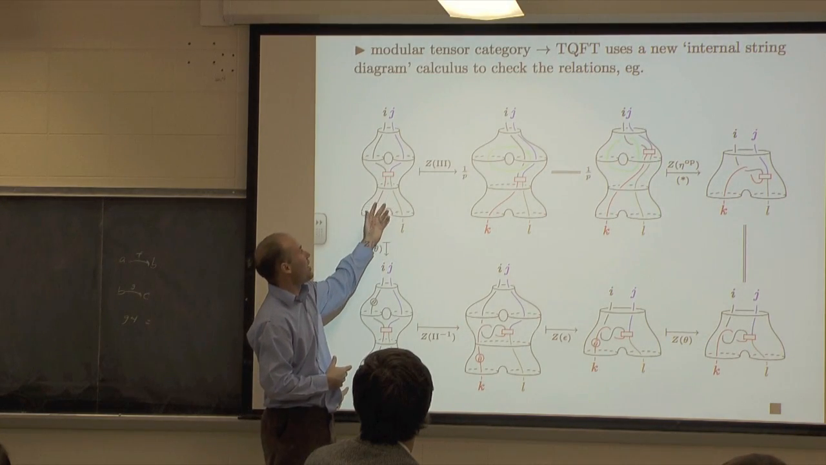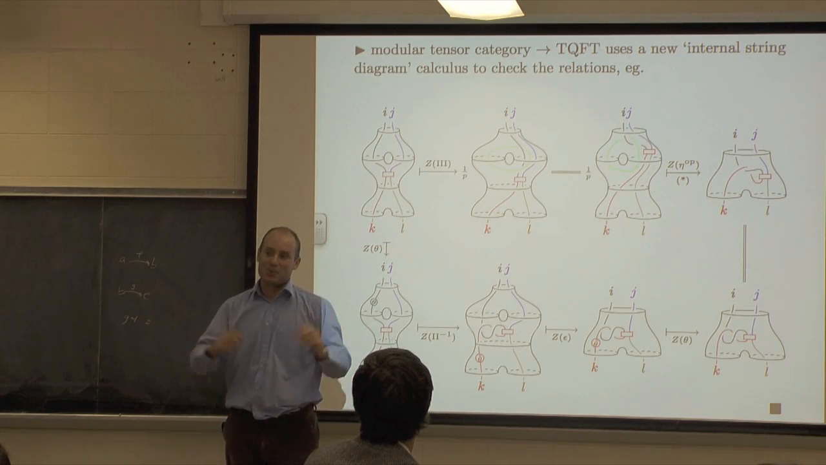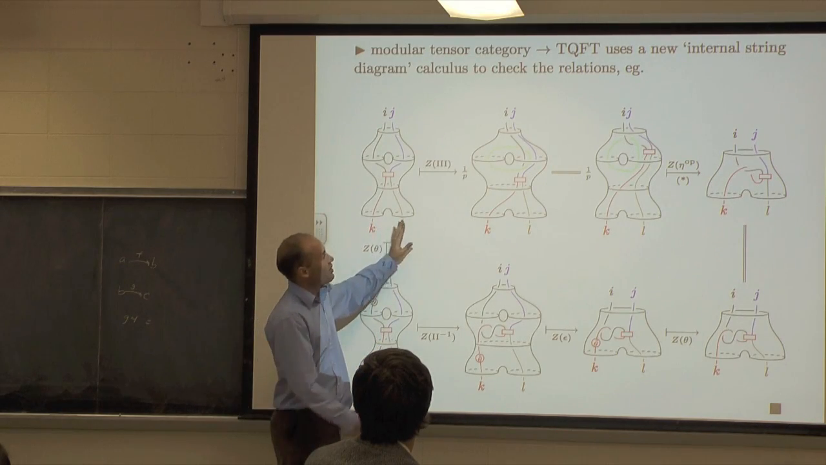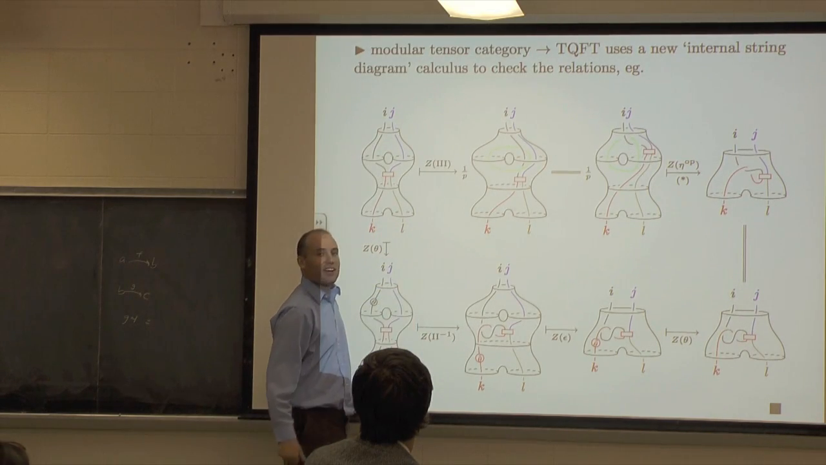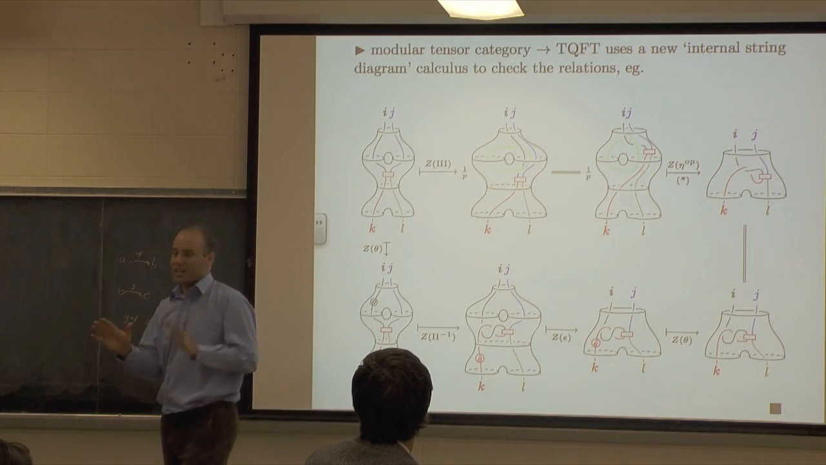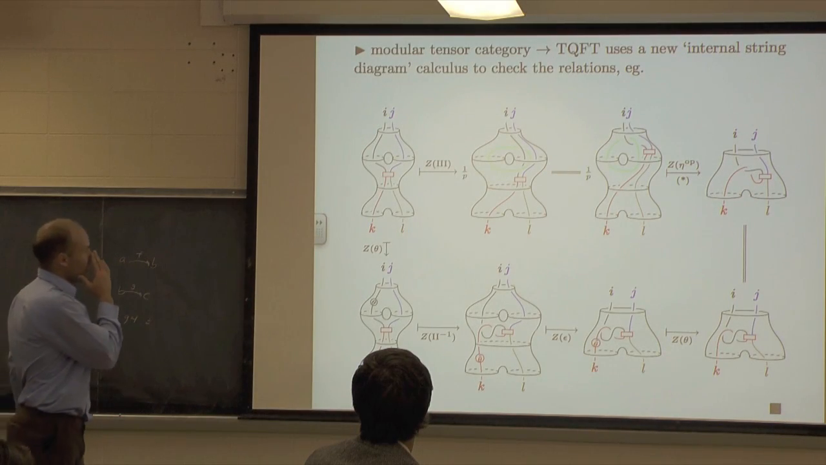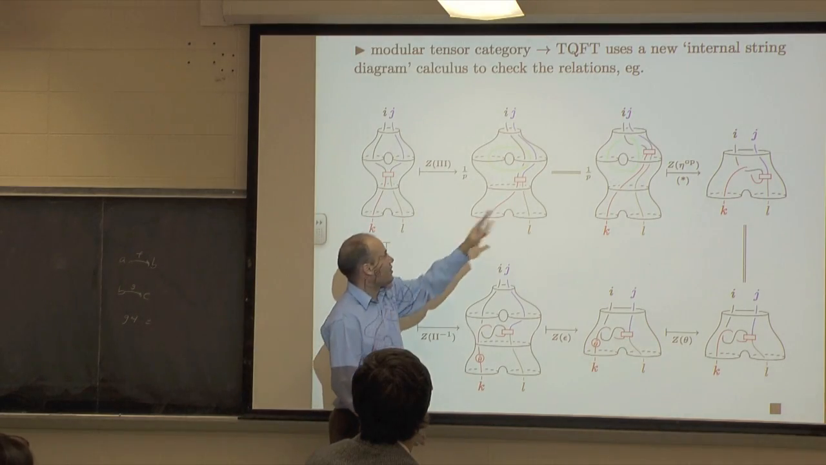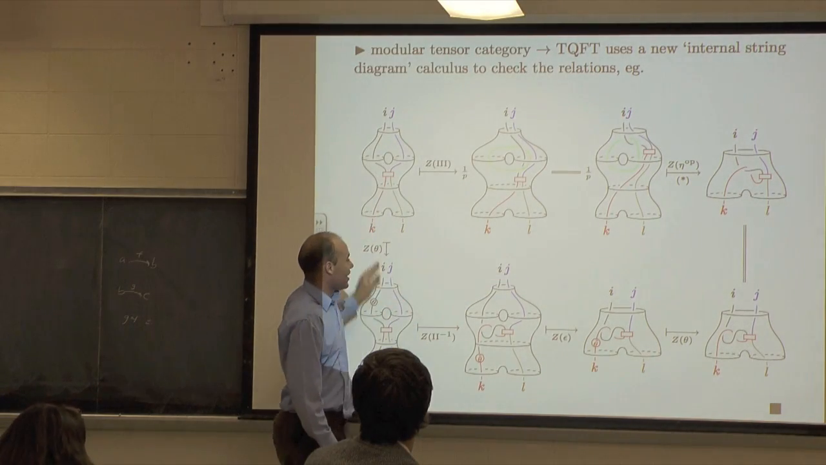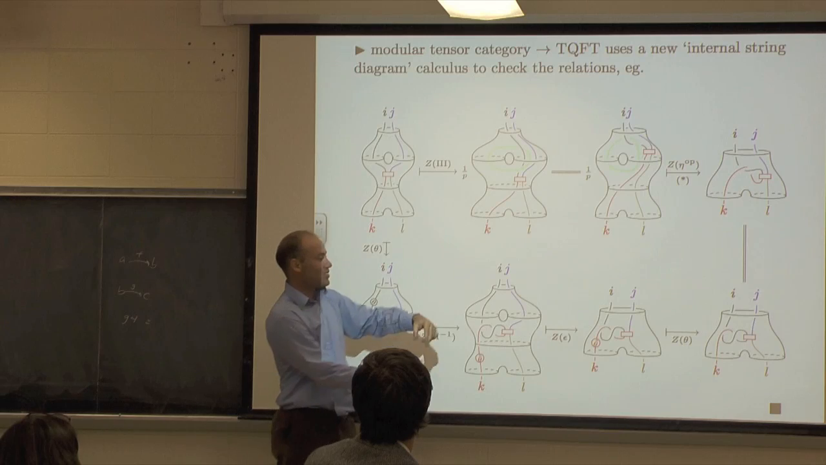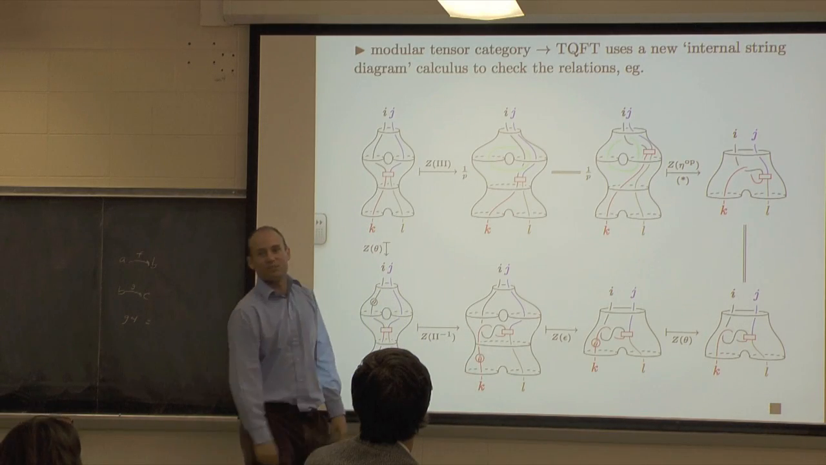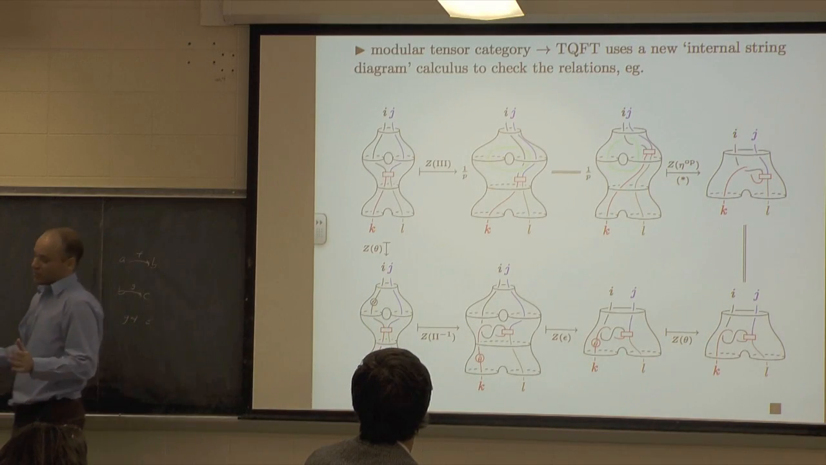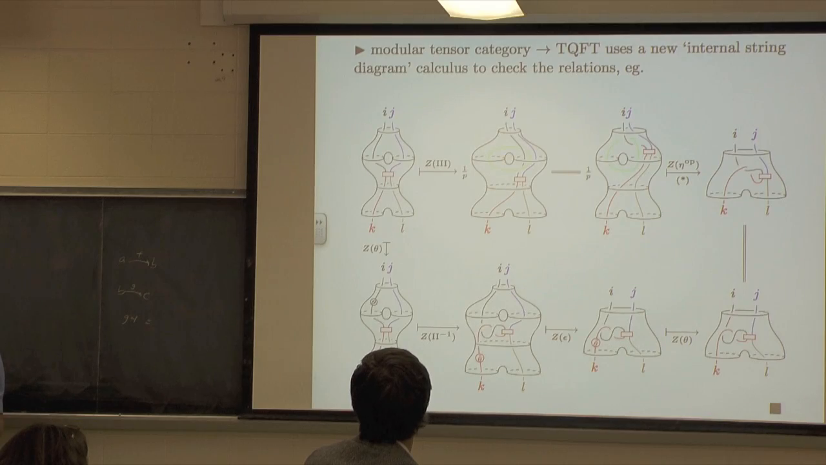You draw diagrams which live inside your cobordisms. And you can make certain moves on these diagrams that are allowed, which correspond precisely to the relations. Checking the relations amounts to checking that if you go one way around and the other way around, you get isotopic things at the end of the day. So it's quite a nice calculus.